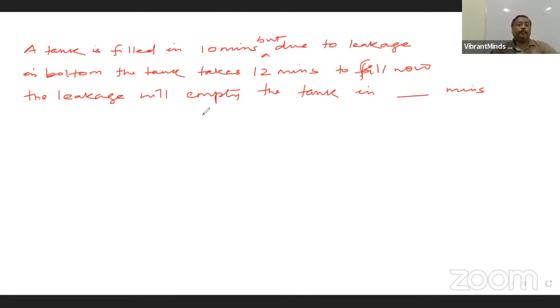So again, 10 minutes is for inlet. Inlet and leakage takes 12 minutes. 12, 10, LCM is 60. Inlet plus leakage here takes 5 units per minute, and inlet alone takes 6 units per minute.